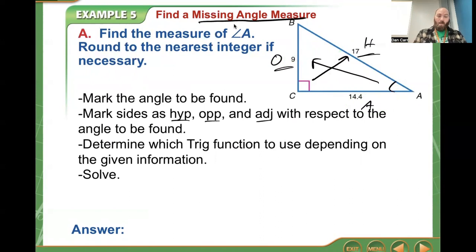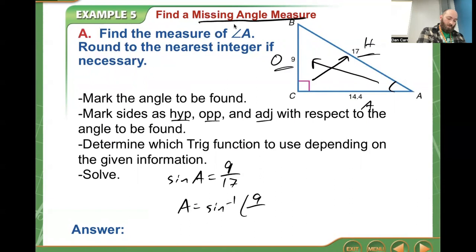So for this one, I'm choosing sine for opposite and hypotenuse. So let me write that out first. The sine of angle A is equal to the opposite divided by hypotenuse. Now the thing to remember is to find the actual angle measure, we're not going to do cross multiplying. We already have the ratio of 9/17. Instead, we have to do inverse sine. That's the difference in our solving now. So to find a missing angle, we're going to do inverse sine of 9/17.